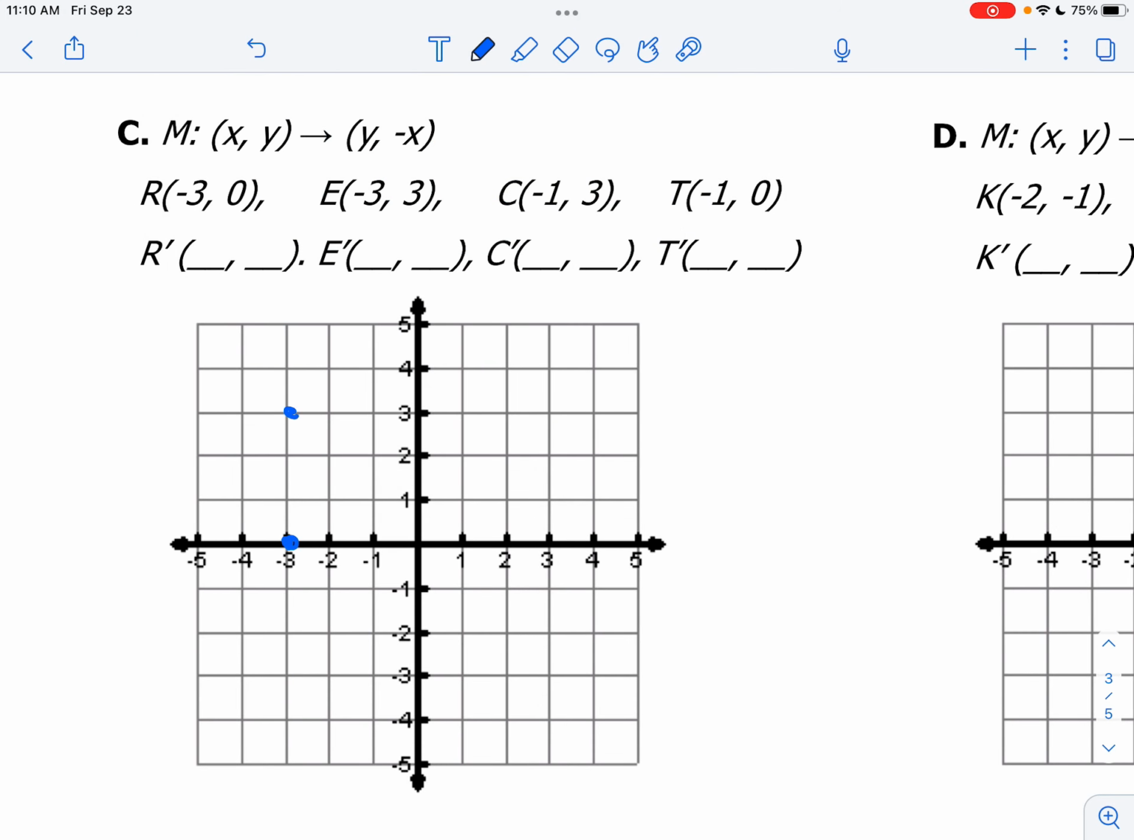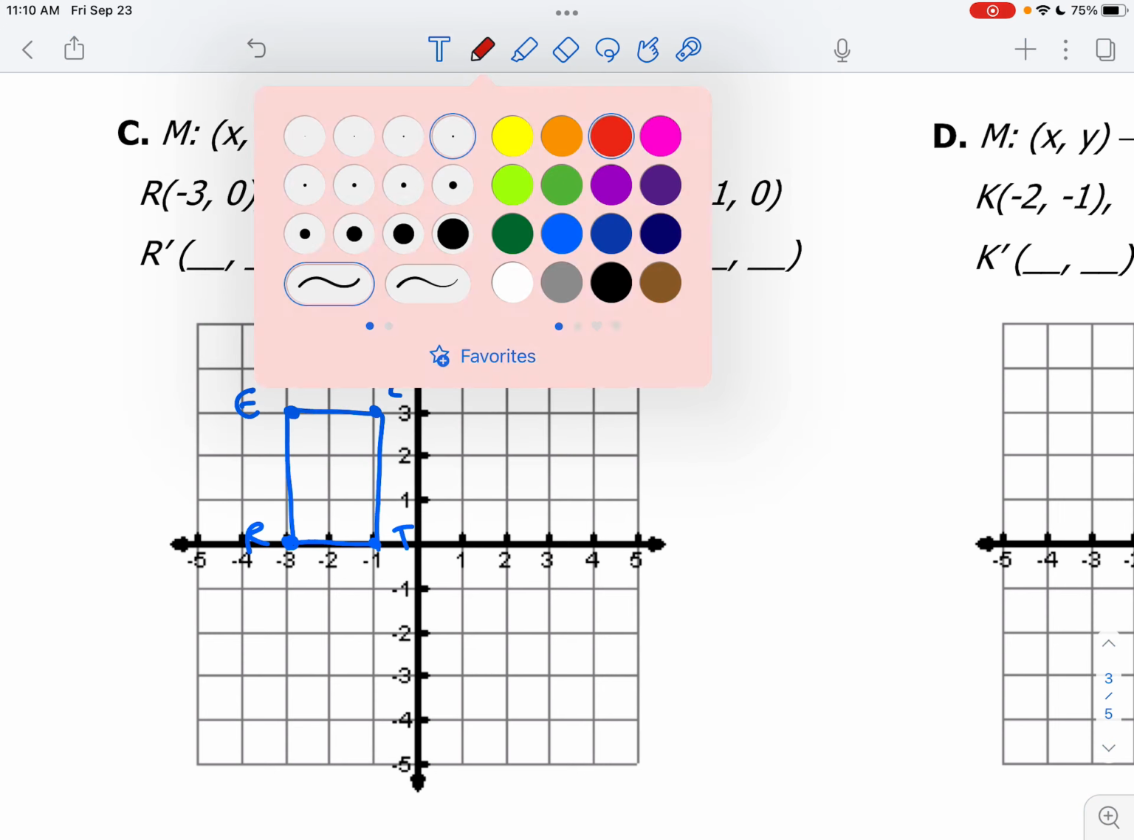R, E, C, T. R, E, C, T. Wow, it almost looks like a rectangle. I wonder why they chose those letters. Not funny, I know.